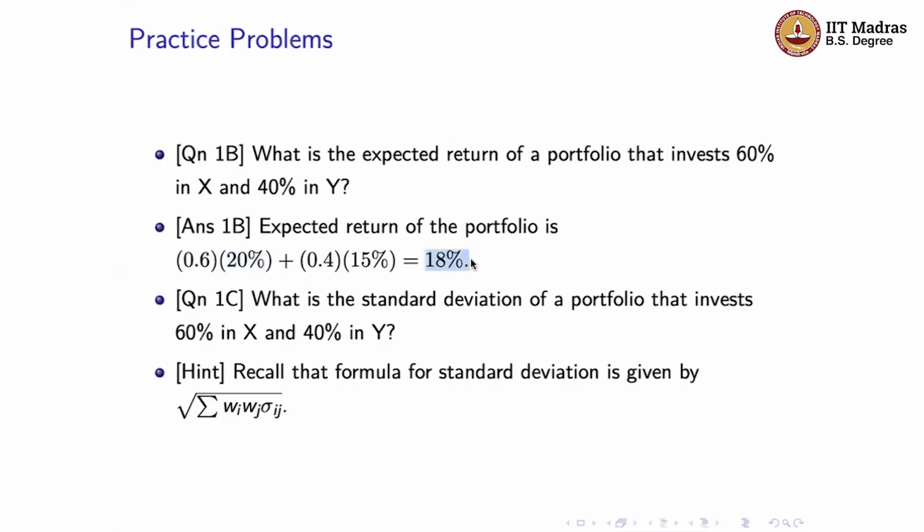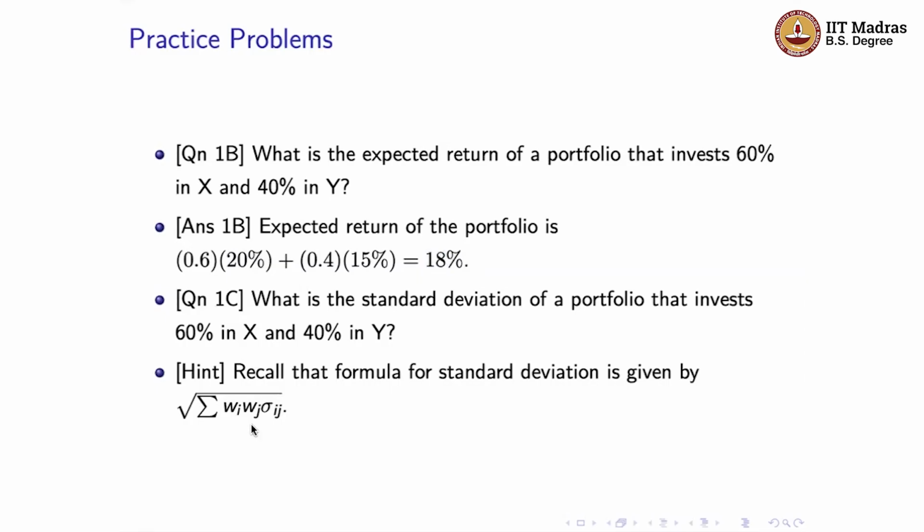The next question asks, what is the standard deviation of a portfolio that invests 60% in X and 40% in Y? If we recall what we have covered in our lectures, there is a standard formula for calculating the standard deviation, right? Remember that the variance of a portfolio is given by this expression that you see: the summation of Wi Wj times sigma ij, where you take the summation over i and j running from 1 to n. So that was the formula for the variance. The formula for the standard deviation is that you take the square root of that, right?